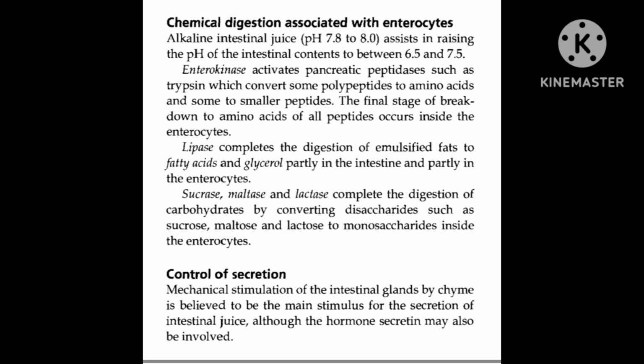Alkaline intestinal juice, pH 7.8 to 8, assists in raising the pH of the intestinal contents to between 6.5 and 7.5. Enterokinase activates pancreatic peptidases such as trypsin, which converts some polypeptides to amino acids and some to smaller peptides. The final stage of breakdown to amino acids of all peptides occurs inside the enterocytes.